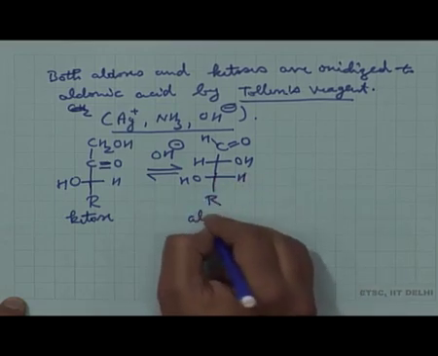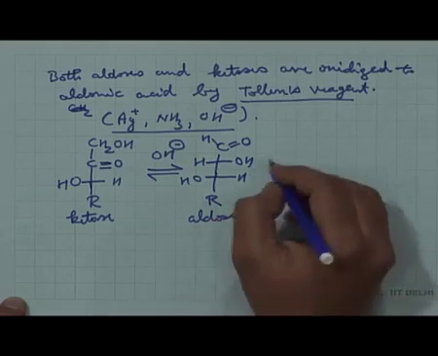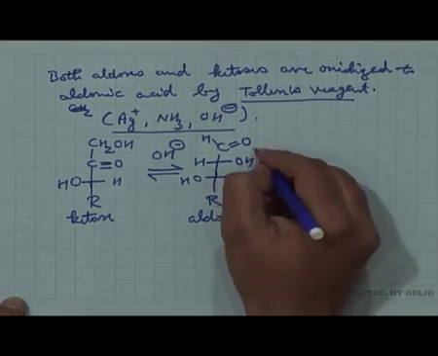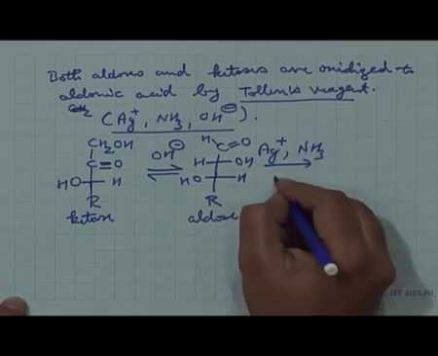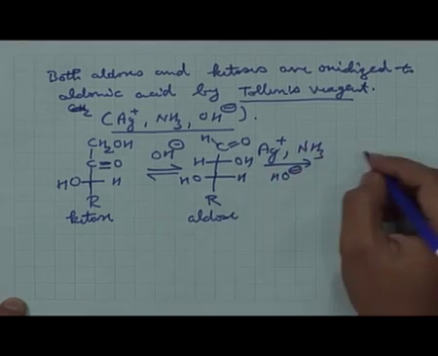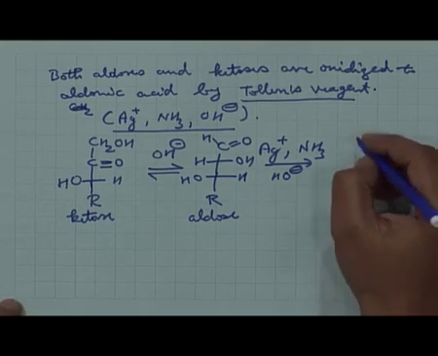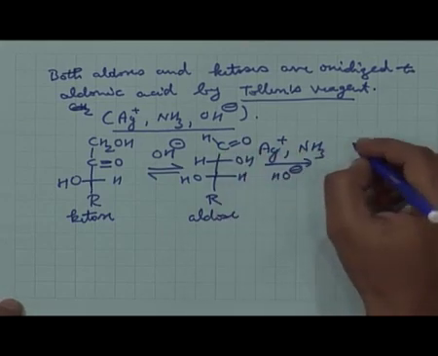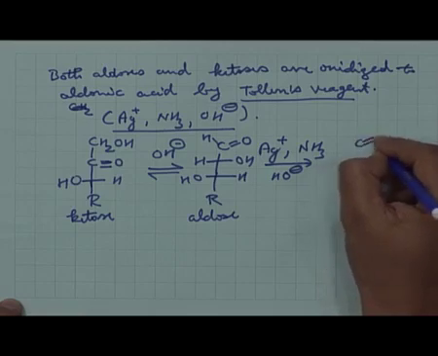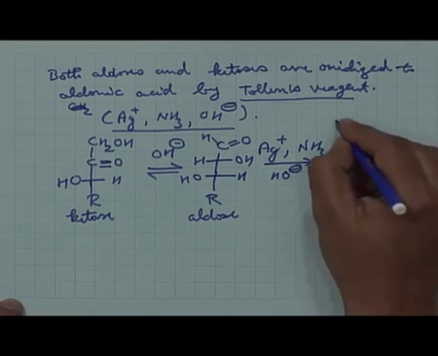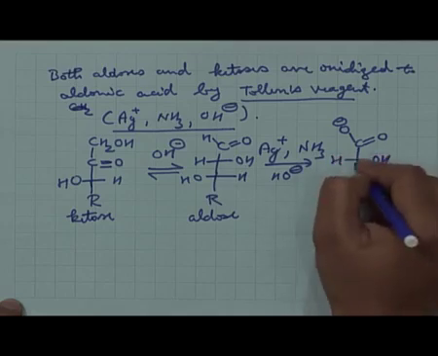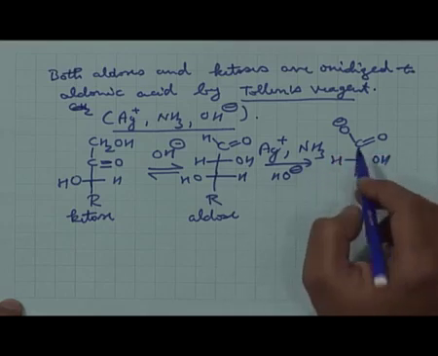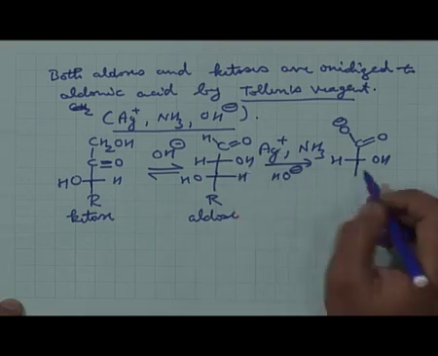So, it will form aldose. Now, this aldose in presence of Ag plus and ammonia can get converted to carboxylate ion by the oxidation of aldehyde to carboxylic group. That is why Tollens reagent can oxidize aldoses and ketoses.